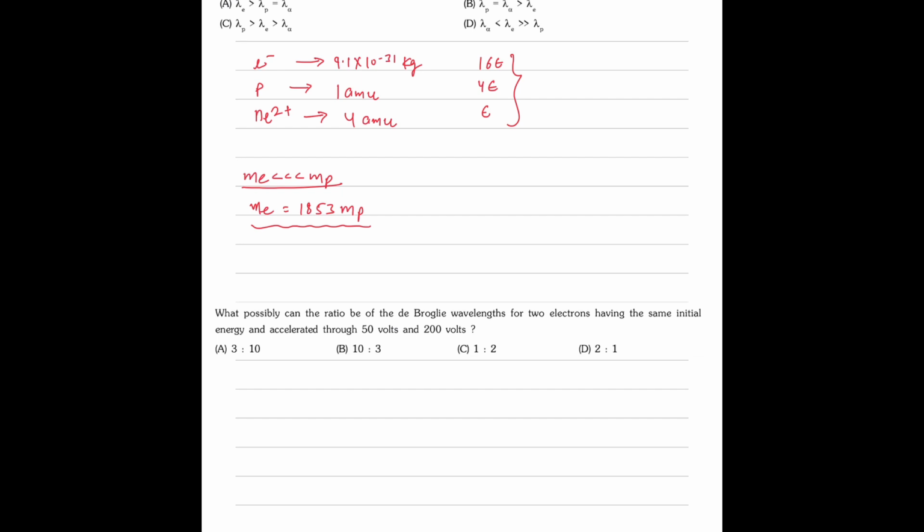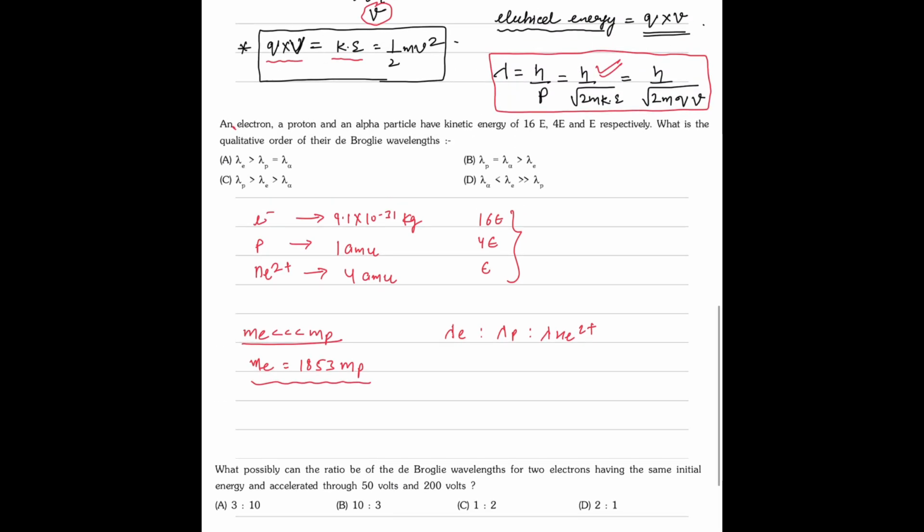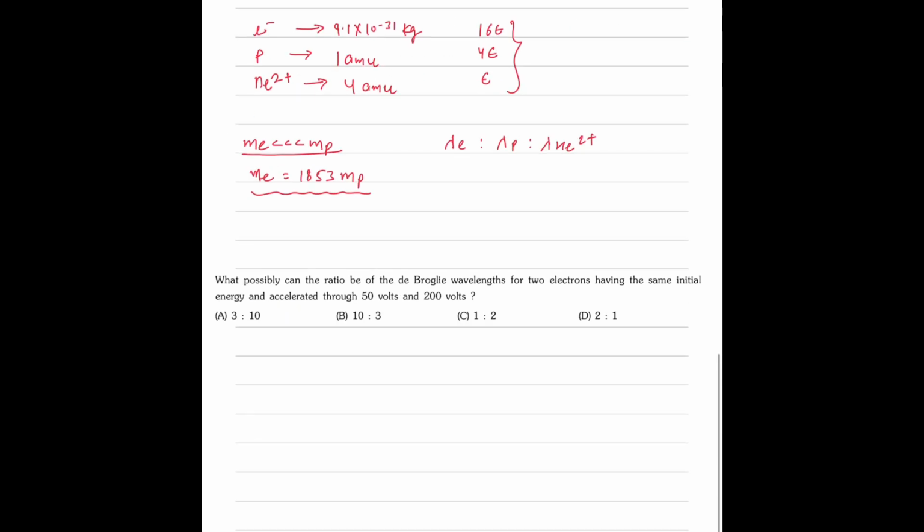So what do we do? We will compare their wavelengths, right? We will take the ratio of their wavelengths. So lambda of electron is to lambda of proton is to lambda of alpha particle, like this. Now lambda of electron is what? Now in this formula h is constant, 2 is constant, right? So definitely I will do one thing.